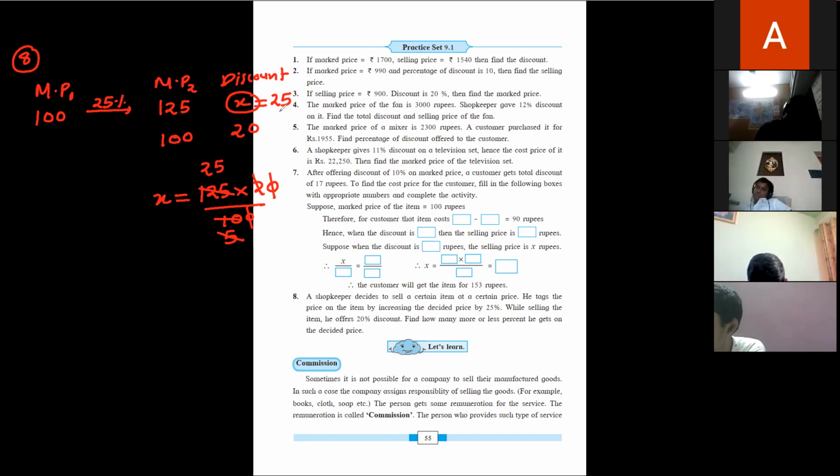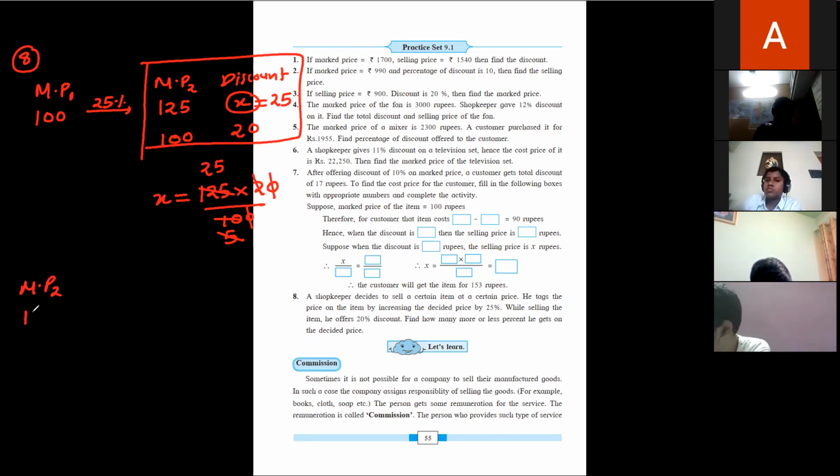I hope this part is very clear. Now we'll draw this column. Over here we'll draw this column. That is our mark price 2. This was 125. Our discount is how much? Our discount is 25 rupees. That means the item is being sold at what? 100 rupees. I hope this part is very clear. If suppose similarly our mark price was rupees 100 and we are given 20% discount, that means my selling price would have been what? 80.